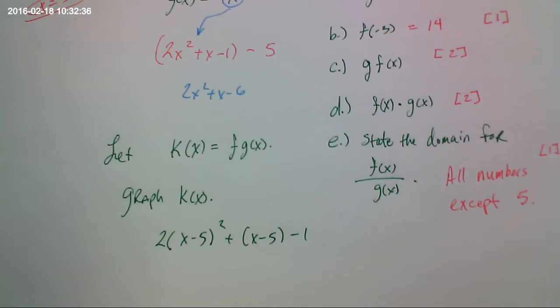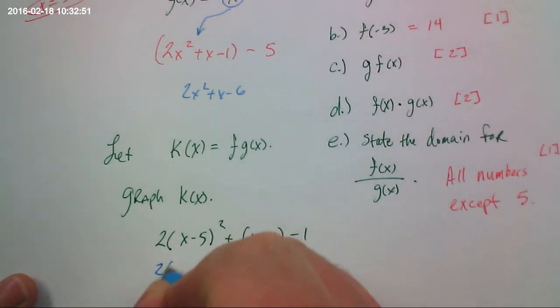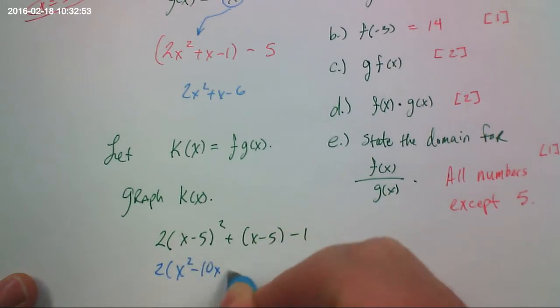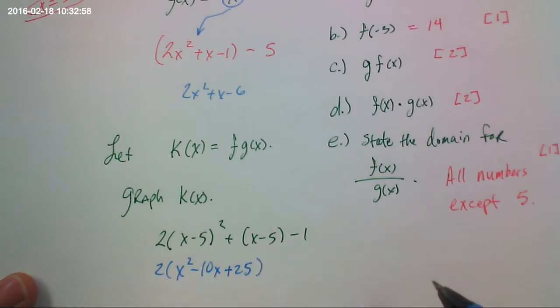Leslie, what's (x minus 5) squared? X squared plus 25. Ooh, you just killed a kitten. It is not x squared plus 25. What is it, Miguel? X squared minus 10x plus 25. Is it plus 25 or minus 25? Plus. Okay. Plus x minus 6. Is that okay, how I did that? Yeah. Okay. Now what?